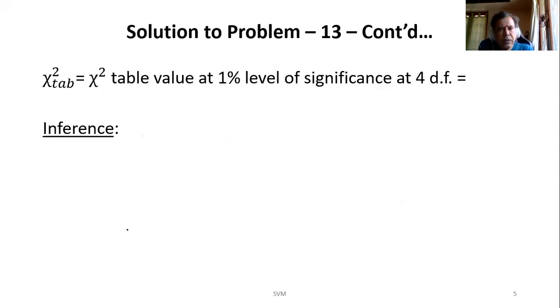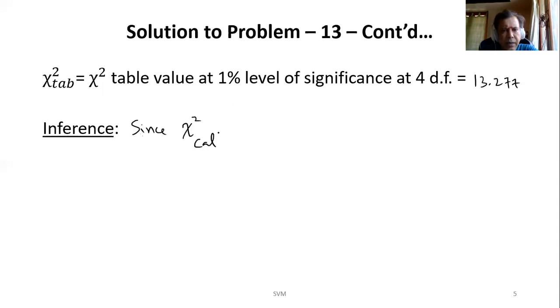Now, the tabulated value or table value at 1% level of significance at 4 degrees of freedom. So we need to go and refer to the chi-square tables for 1% level of significance, which means 0.01 and 4 degrees of freedom. We get 13.277. This is 13.277.